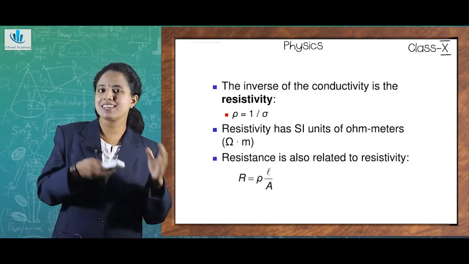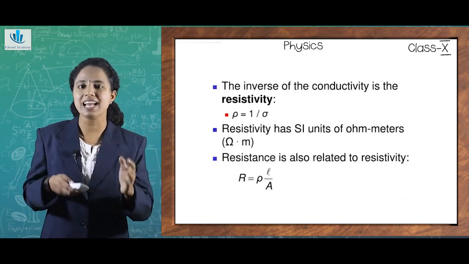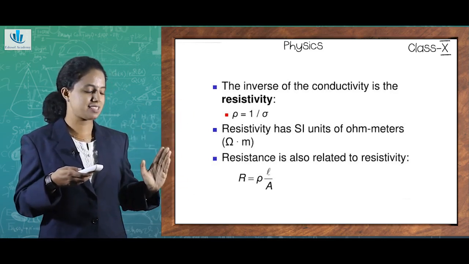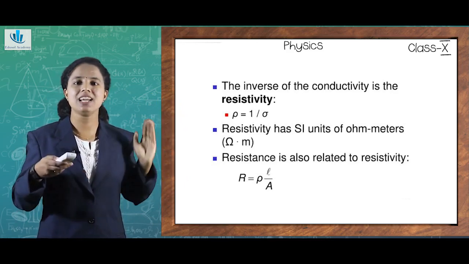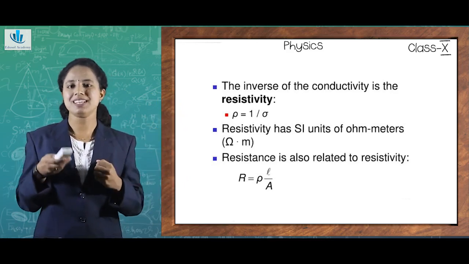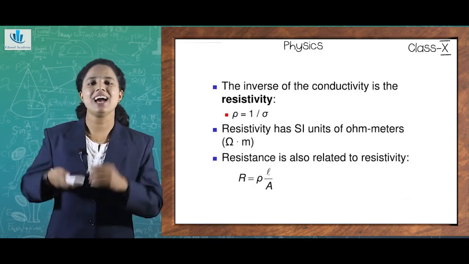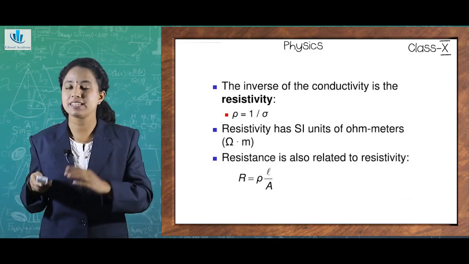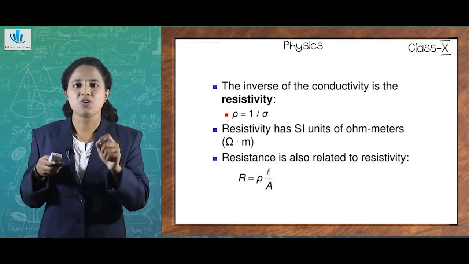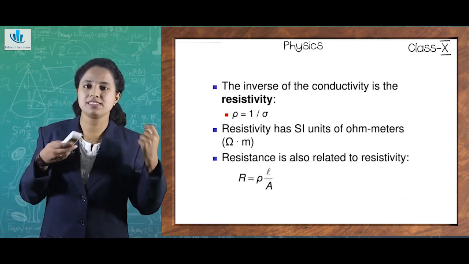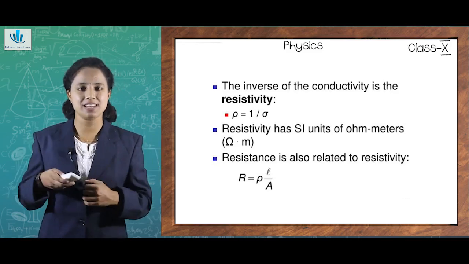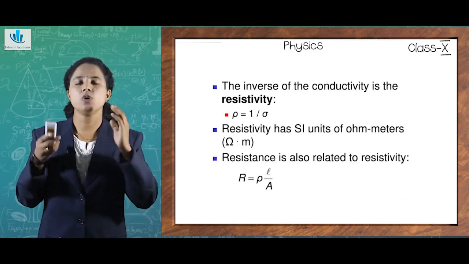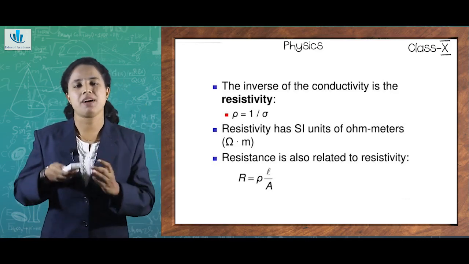So, how are resistance and resistivity related? We have already stated that R equals rho L by A. R means resistance, rho means resistivity, L means length of the conductor and A means area of the conductor, isn't it? So, resistance and resistivity are connected by R equals rho L by A. And how are resistivity and conductivity connected? Rho, the resistivity, is connected to conductivity sigma in an inverse proportionality, isn't it? If conductivity increases, then resistivity decreases, and vice versa. So, rho equals 1 by sigma.